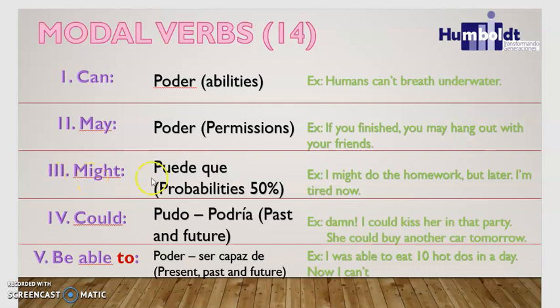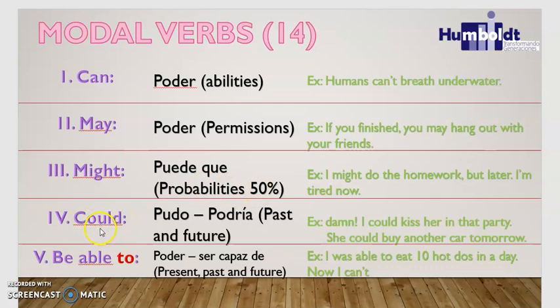We have the number three. It is might. In Spanish is puede que, is used for probabilities of 50%. An example is: I might do the homework, but later. I'm tired now. Puede que haga mi tarea, pero luego. Estoy cansado ahora, right? So take them in mind. This is only for future probabilities of the 50%.